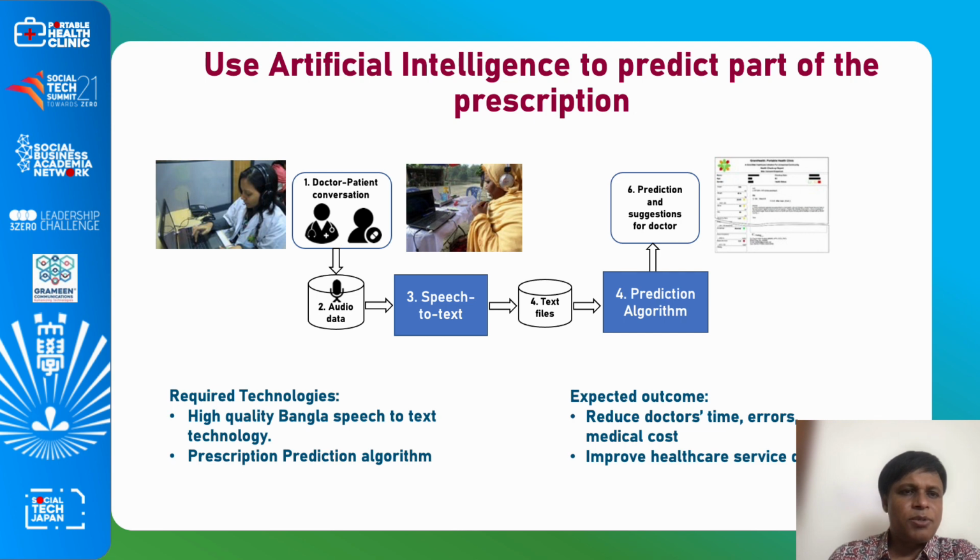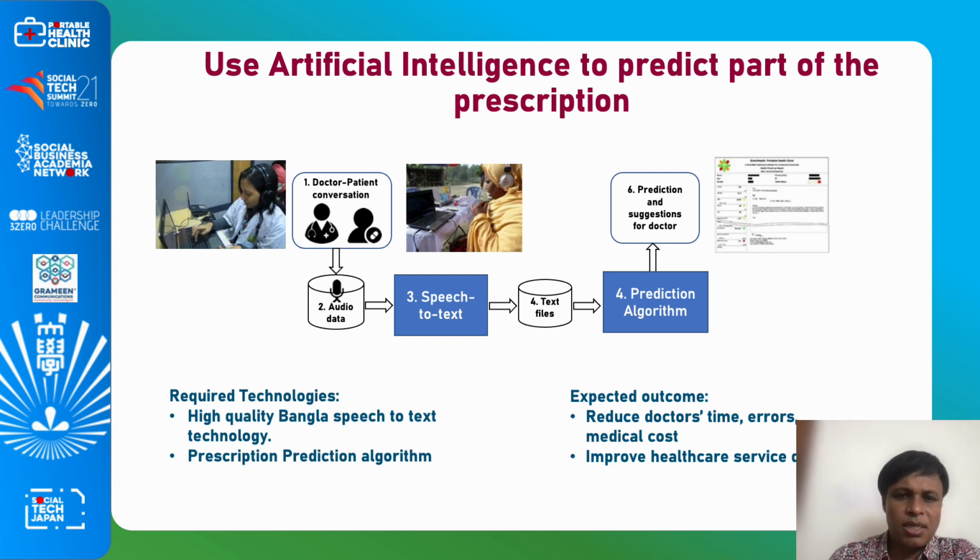So we developed a system, a pen for the doctor, so the doctor can write by using that artificial intelligent pen, and the pen nib is a sensor, and whatever the doctor writes can be converted into text. Also, by analyzing the conversation between the patient and the doctor, we can easily predict a prescription. So that's one of the goals, that we can predict a prescription.